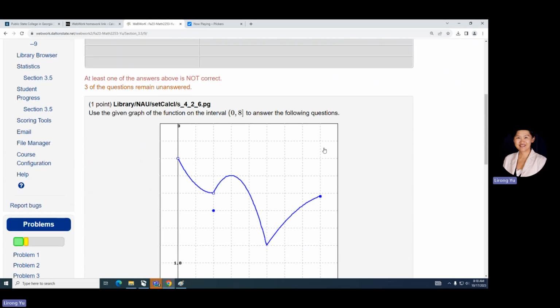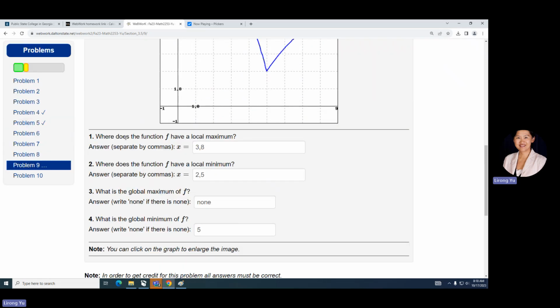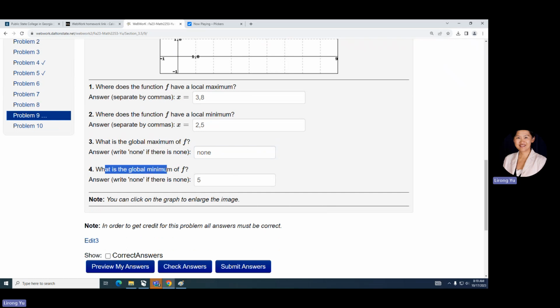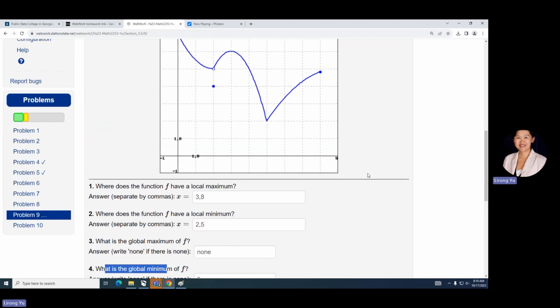Well, how do we answer using the given graph? The questions are: where does the function have local maximum? Where does it have local minimum? And this question is about what is the maximum. So you say none, and this says what is the minimum? It's at 5, but then the actual minimum value is a y value, so we should answer 2.